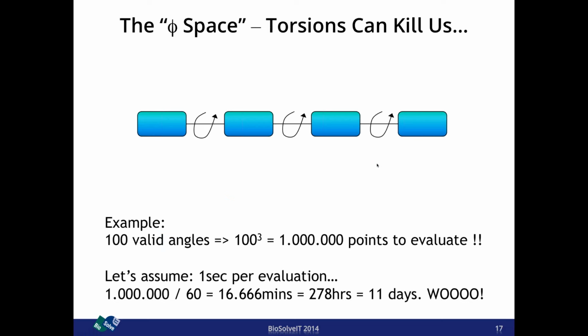The essential problem which remains in 3D approaches is the torsional space. These torsions can really kill us. Let's just make a thought experiment. If we have 100 valid angles per rotatable bond, and this is supposed to be a schematic of a molecule here, then with 100 possibilities we already have 100 times 100 times 100 possibilities, which means already 1 million points to energetically evaluate. And if we just assume 1 second per evaluation, we already arrive at 11 days just for one molecule on a standard computer. That would be way too large. So we have to do something about it.